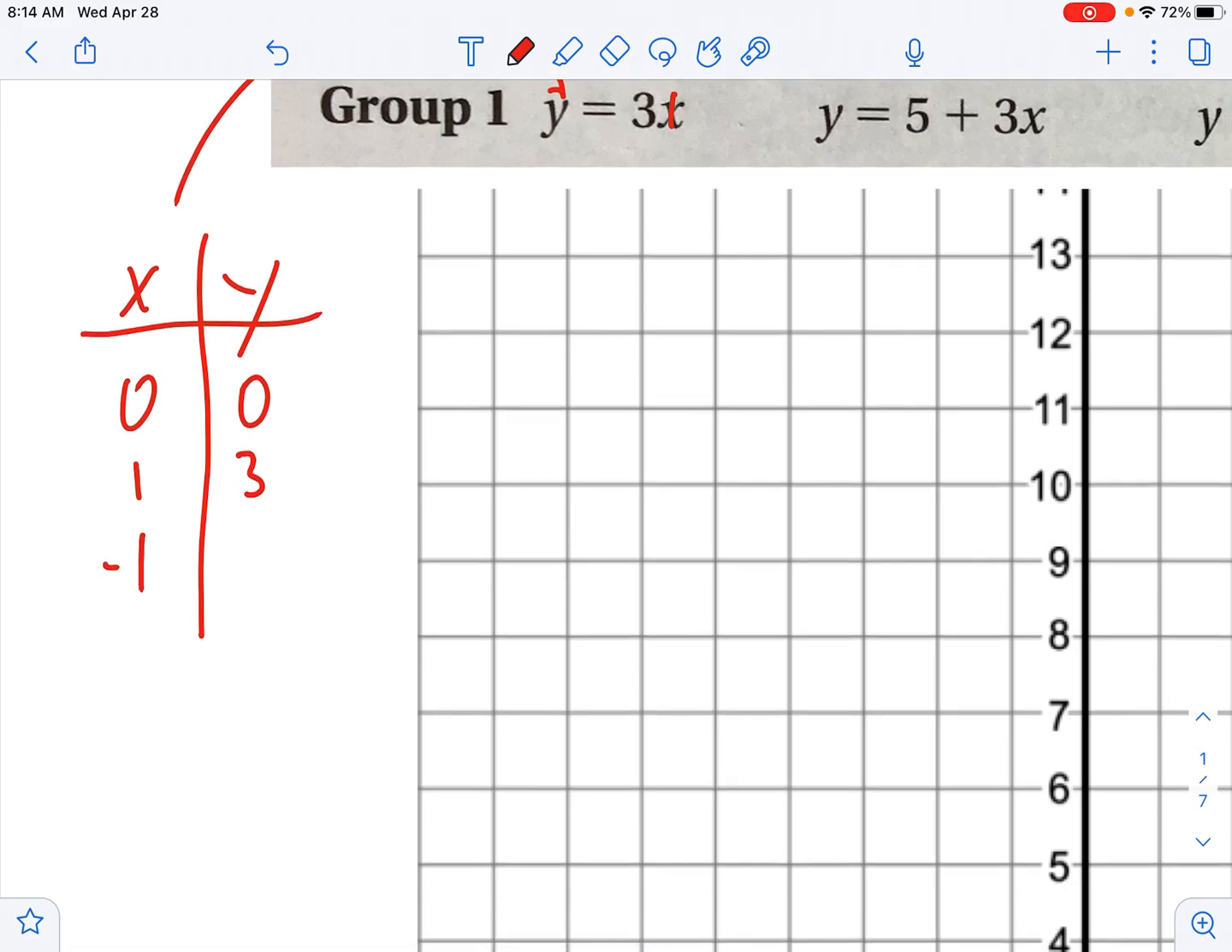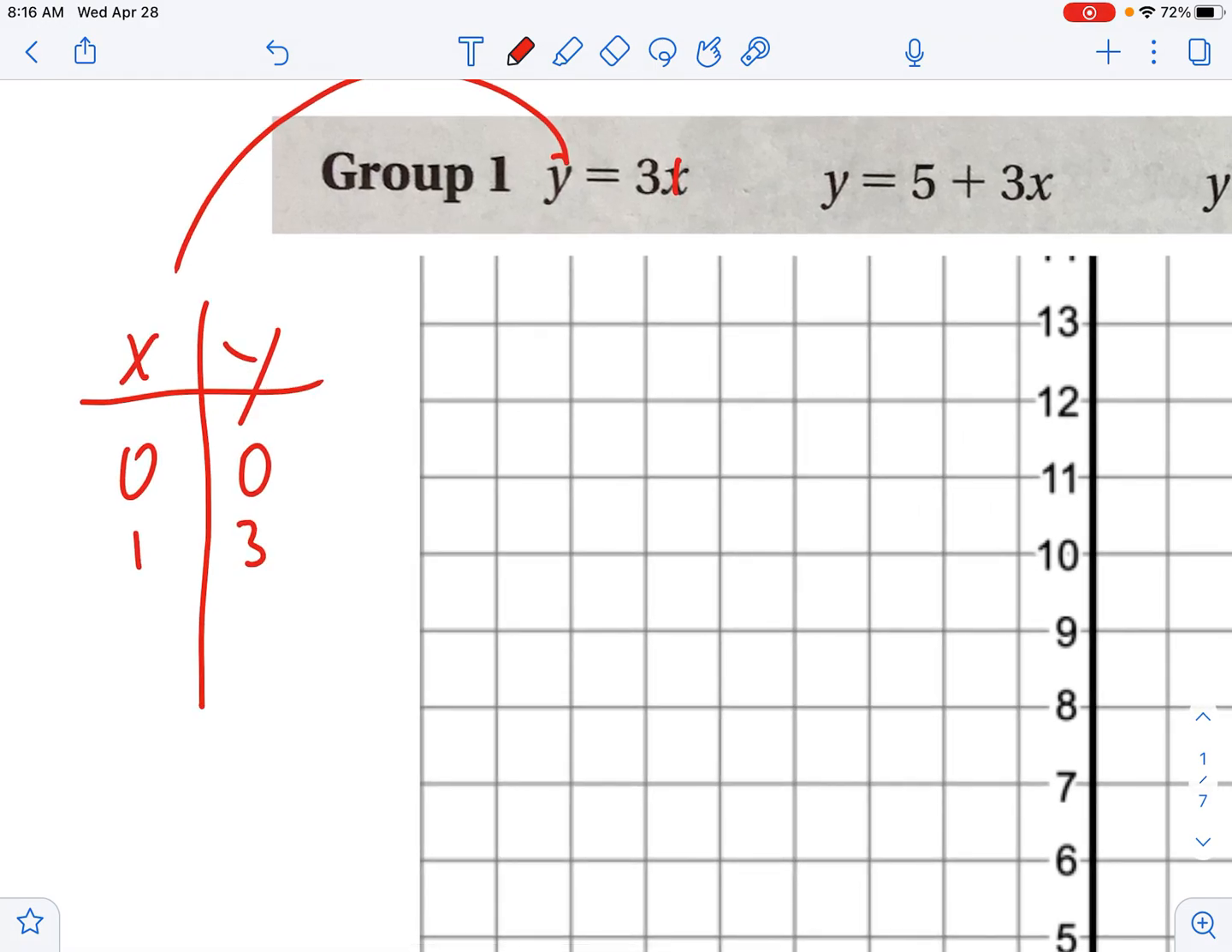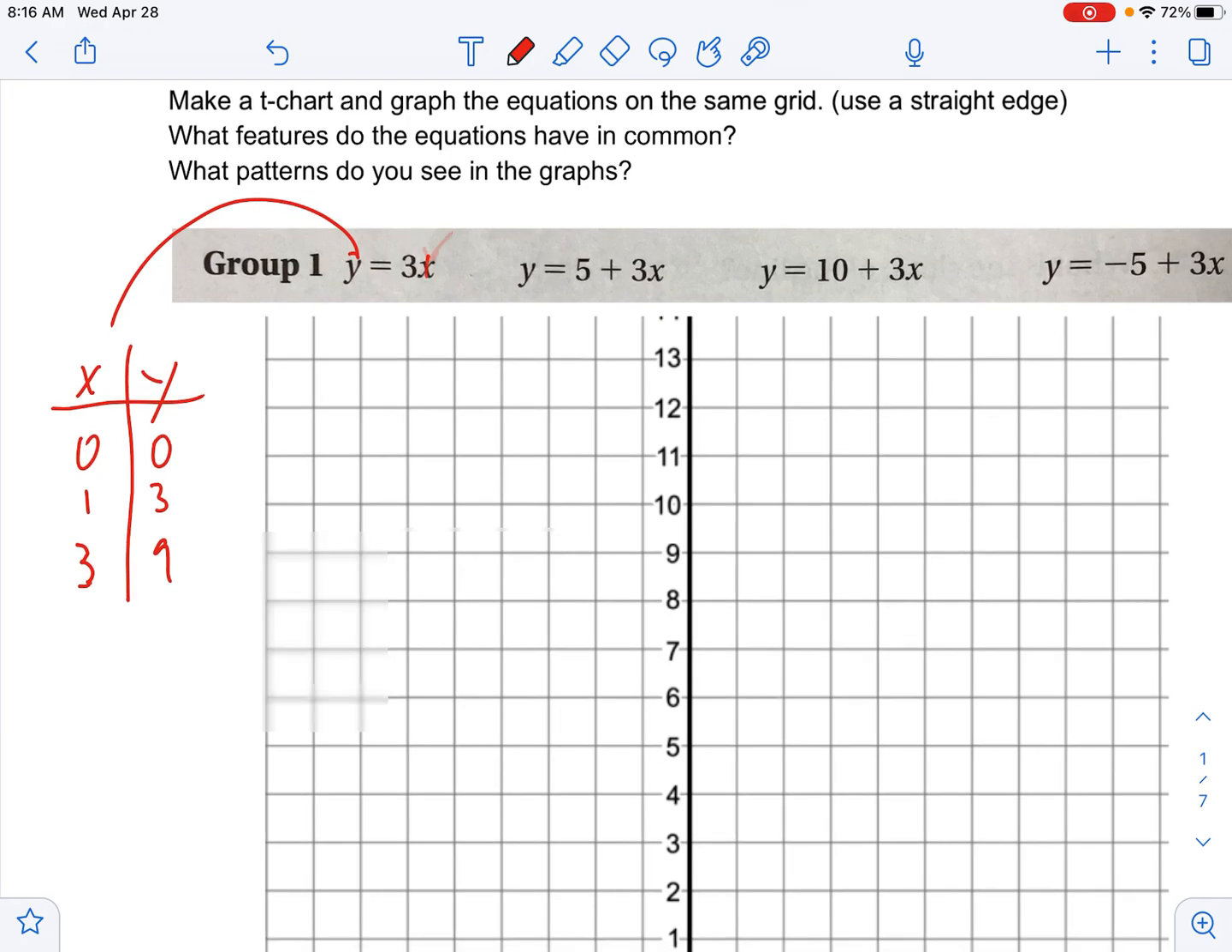I'm going to also do negative 1. When x is negative 1, okay, that's a little trickier. So 3 times negative 1, you know what? I'm going to stay in the positive numbers. We'll do negative numbers another day. Let's try 3. 3 times 3 is 9. Okay, so when x is 3, y is 9.